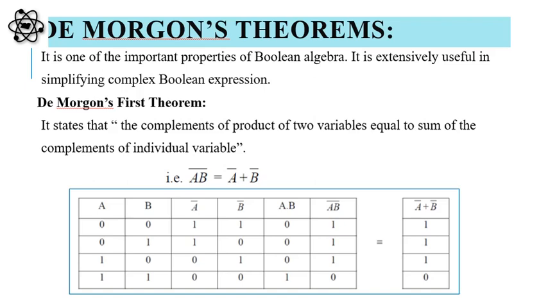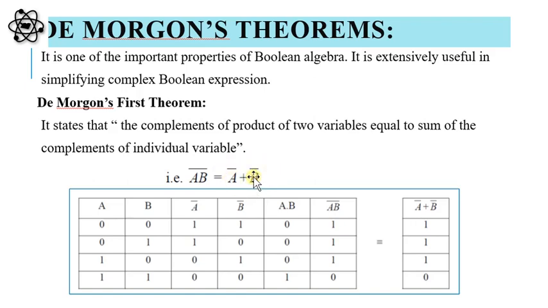Coming to the last theorem or property, that is De Morgan's theorem, and this is one of the important properties of Boolean algebra, which is used to simplify complex Boolean expressions. The first theorem states that the complement of the product of two variables is equal to the sum of the complements of the individual variables. So (AB) whole bar is equal to A bar plus B bar.